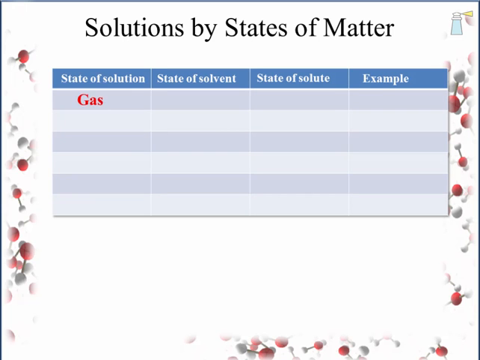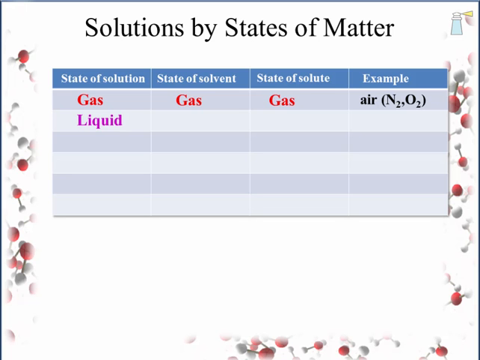Starting with the solution that is a gas. For a solution to be a gas, both the solvent and the solute have to be gases. An example is air. Nitrogen is the most abundant form of gas in our atmosphere and can be considered the solvent. A less abundant form of gas is oxygen, which is called a solute. There are additional solutes in the solution we call air.